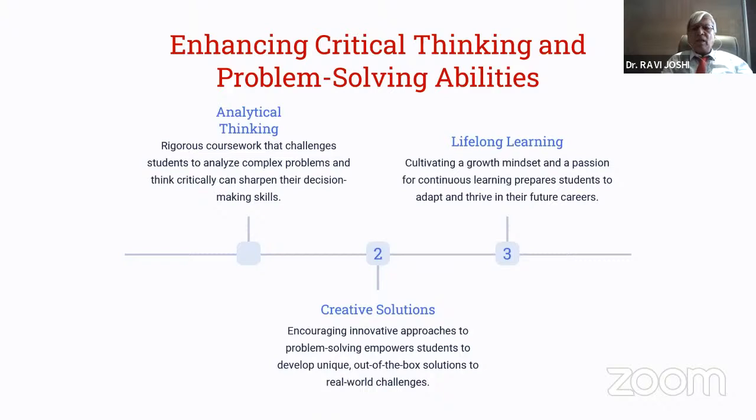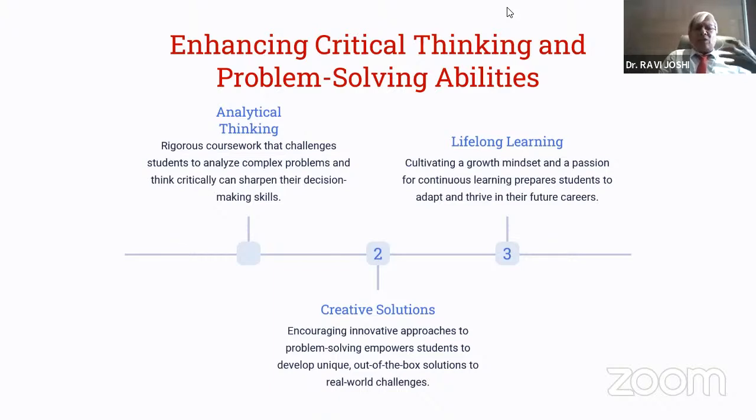Similarly, we have to focus on developing employability skills by developing problem solving skills. Again, this is irrespective of discipline. Rigorous coursework that challenges students to analyze complex problems critically can sharpen their decision-making skills. My students of sociology, economics, political science, computer science, business management, they require analytical thinking.